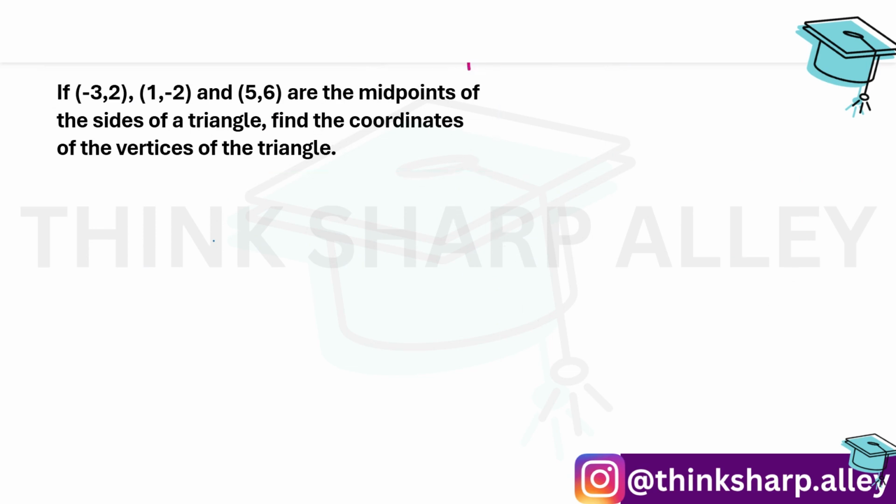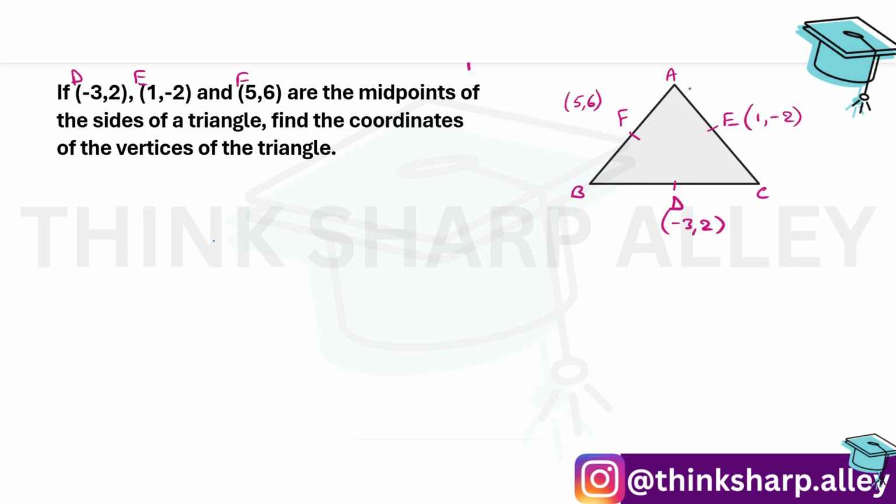We have a triangle with vertices A, B, C, but these are the midpoints. I'm considering D as the midpoint of the side opposite to vertex A. So let's say this is D, and the midpoint of AC, opposite to vertex B, is E, and opposite to vertex C is F. D is given to be (minus 3, 2). Similarly, I'll write all the information. And A, B, C we will consider as (x1, y1), (x2, y2) and (x3, y3).